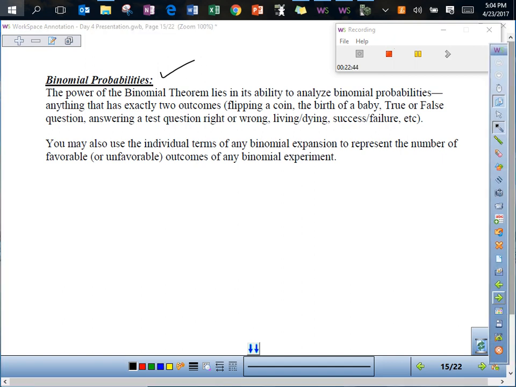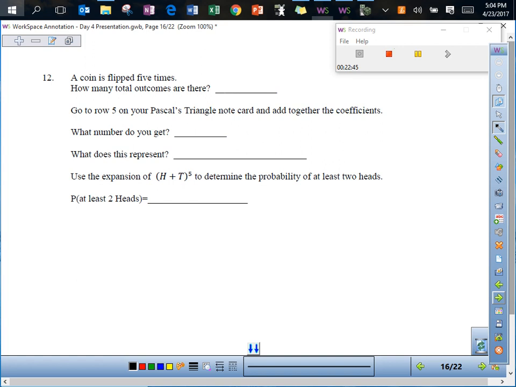So if you would come over to your number 12, it says a coin is flipped 5 times. How many total outcomes are there? Well, to get that, I would have to do this. I'm going to flip this coin 5 times. I've got 2 choices for the first flip, 2 for the second flip, 2 for the third, fourth, and fifth. 2 times 2 times 2 times 2 times 2 is 32. So I know there's 32 different outcomes. We're not going to list them all either.